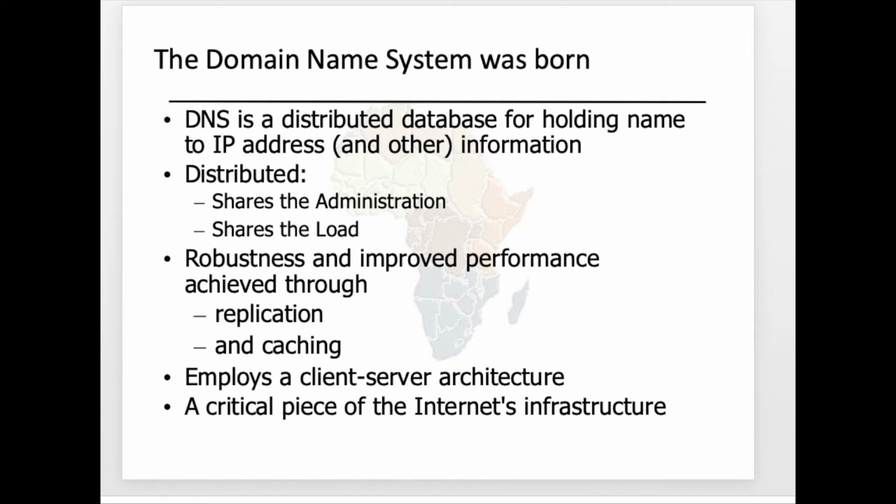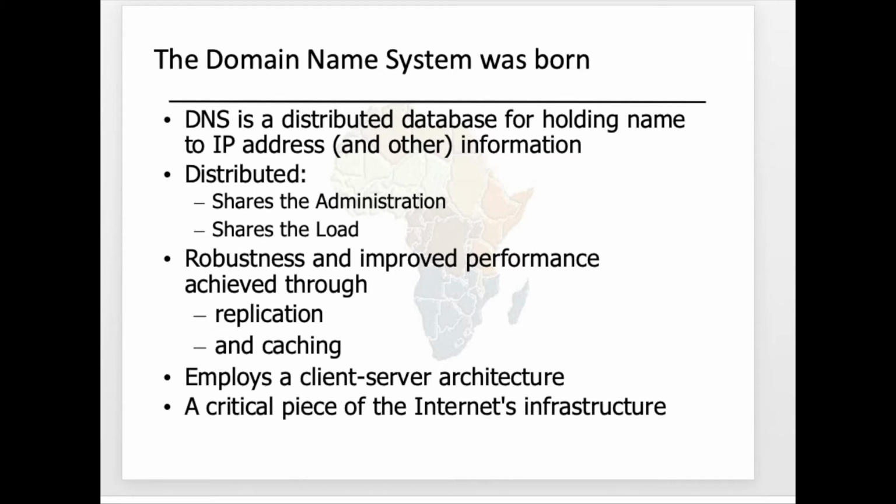So DNS was born, and simply explained, it's a distributed database for holding name to IP address and other information. It started with simple name to IP address, but it expanded to much, much more. And we are going to see how different types of data are stored on DNS. It's distributed, meaning there's no single point of failure. There's no single administrative entity that manages DNS. Different parts of DNS are managed by different entities.